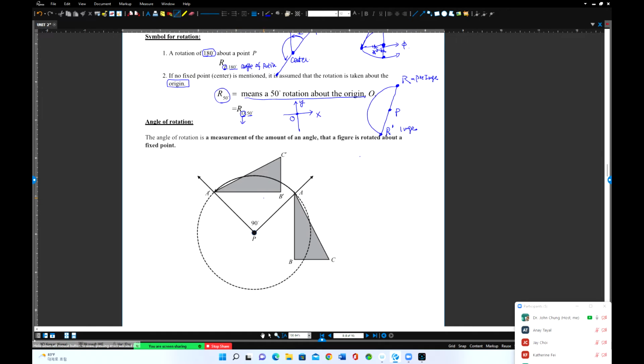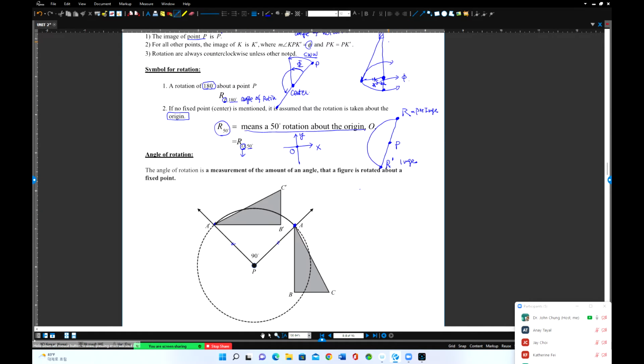Now take a point first, from here to here. Using the compass, it should be the same distance. When you make a line with the compass, the distance is always equal.